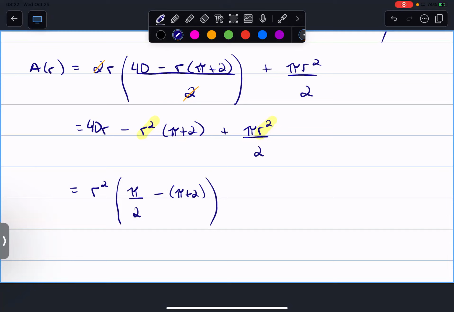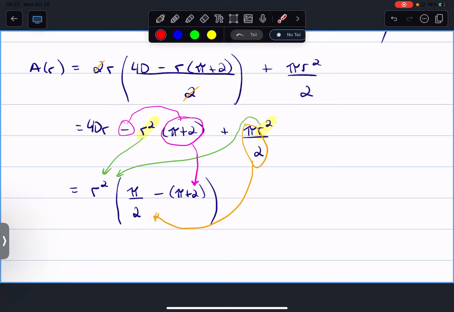So many switcheroos. What did I do? I pulled out the common r squared. And then I took this negative, lumped it with this, and tacked it on at the end, because a negative plus a positive is the same thing as the positive plus a negative. And that one is positive. So what happened to the 40 now? Still to be determined. There.